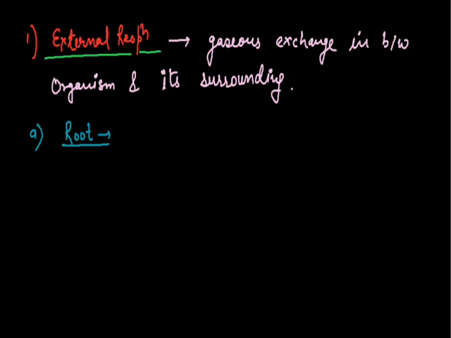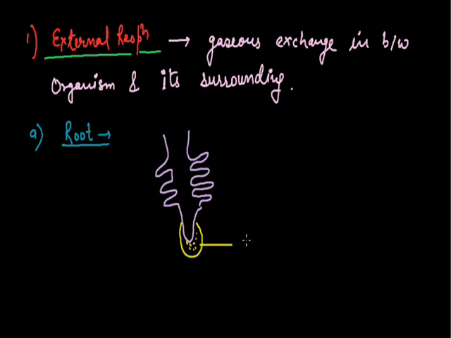How is it possible? Although root is the submerged or underground plant part, it has a lot of finger-like projections, and these are termed root hairs. Basically, these root hairs are the extension of epidermal cells, and they are involved in the gaseous exchange. Root has a cap-like structure. This is the root cap, while these finger-like projections are root hairs.